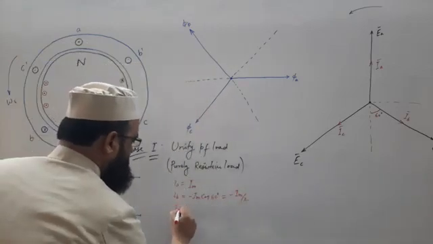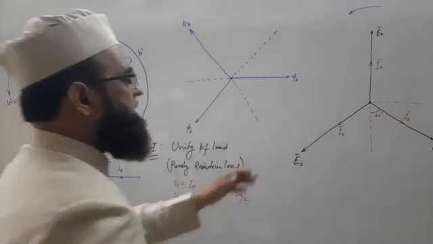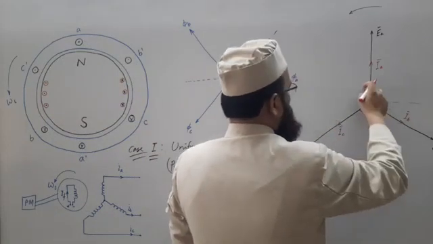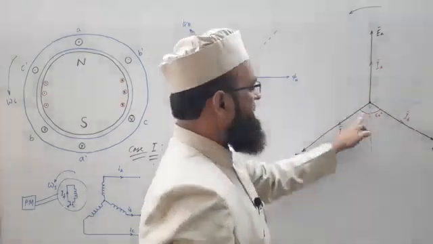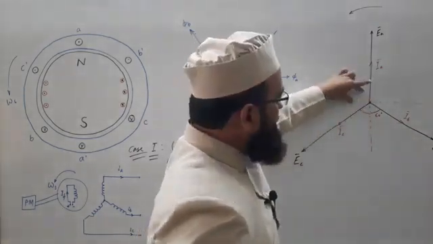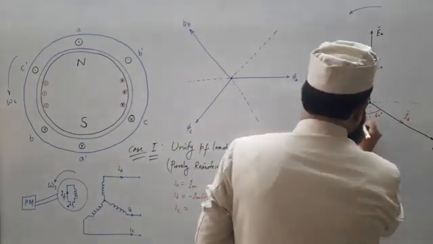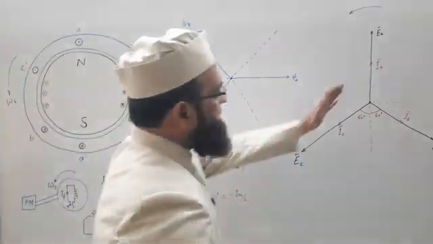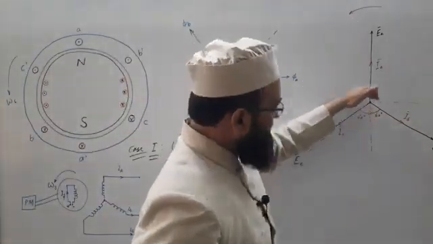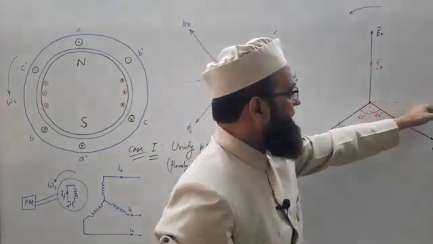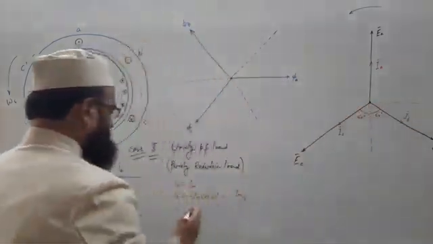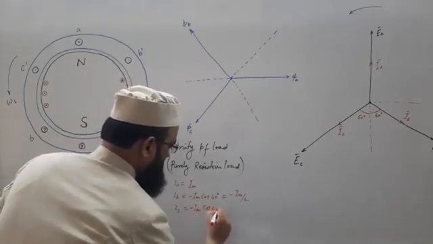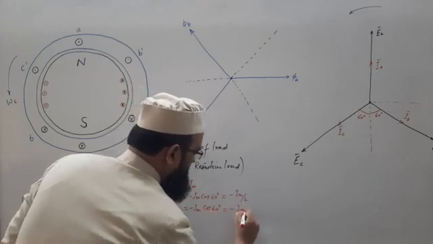What about IC? IC will be the vertical projection of this phasor. What is the angle between these two? The complete angle is 180, a linear pair, so this angle plus this angle is 180. This is 120, so this will be 60. We write a minus sign because this is downward. See, this is the positive direction of the y-axis and this is the origin, this is the negative direction of the y-axis, this is the positive direction of the x-axis, this is the negative direction of the x-axis. So this will again be minus Im cosine of 60 degrees, that is the same magnitude, Im by 2.